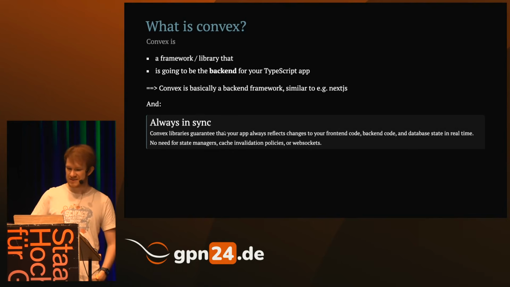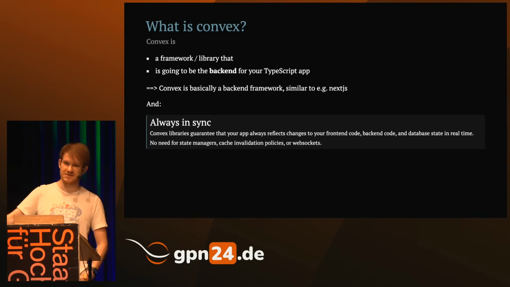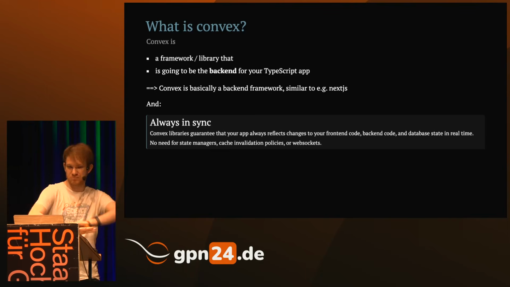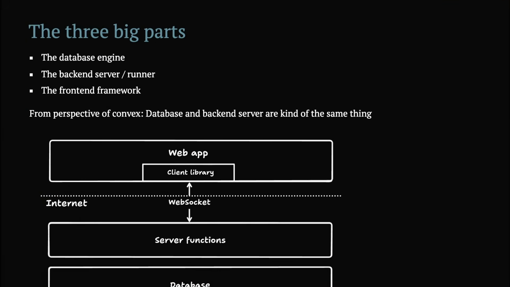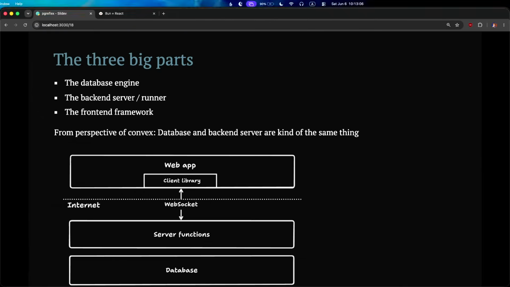Convex libraries guarantee that your app always reflects changes to your front-end code, back-end code, and database state in real time. No need for state managers, cache invalidation policies, or WebSockets. So they claim they have solved the issue, and like they have. How does that work? Does it work if I do this?